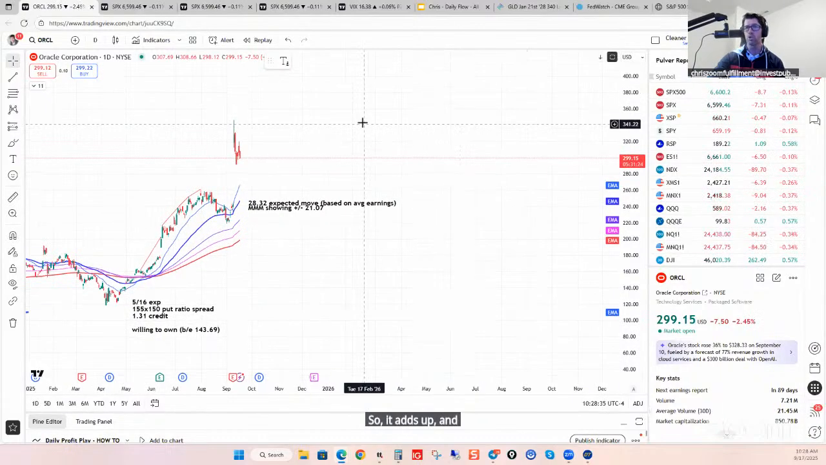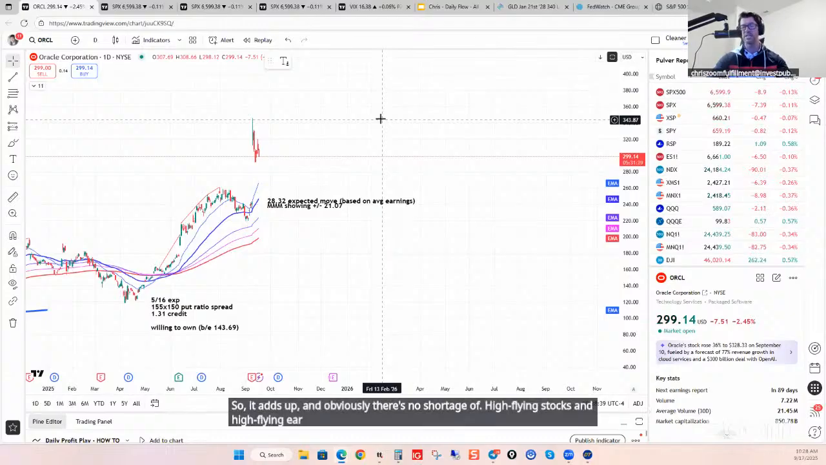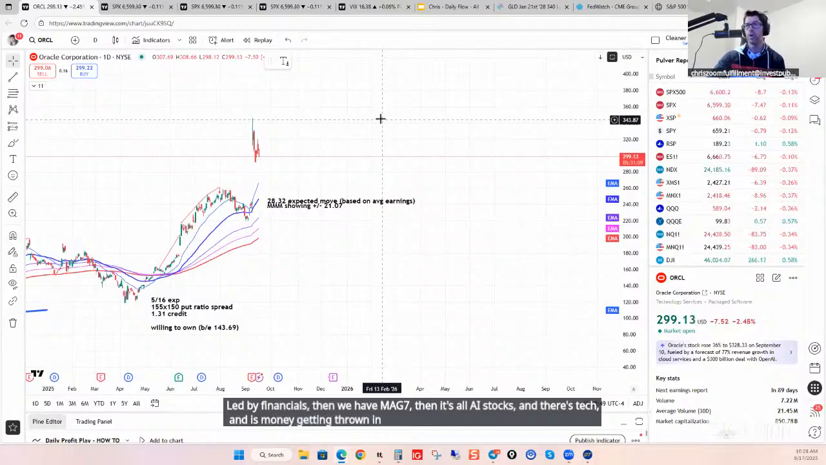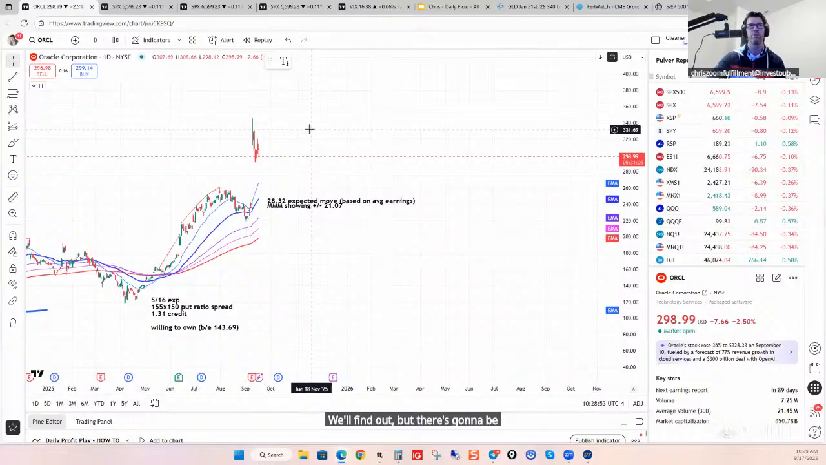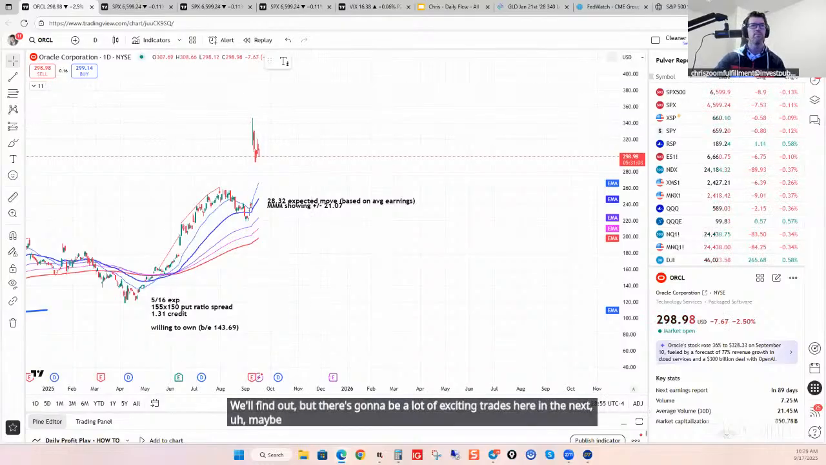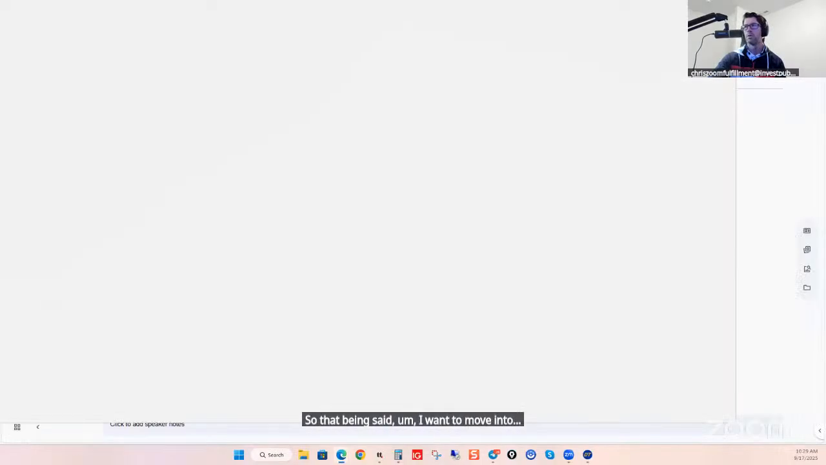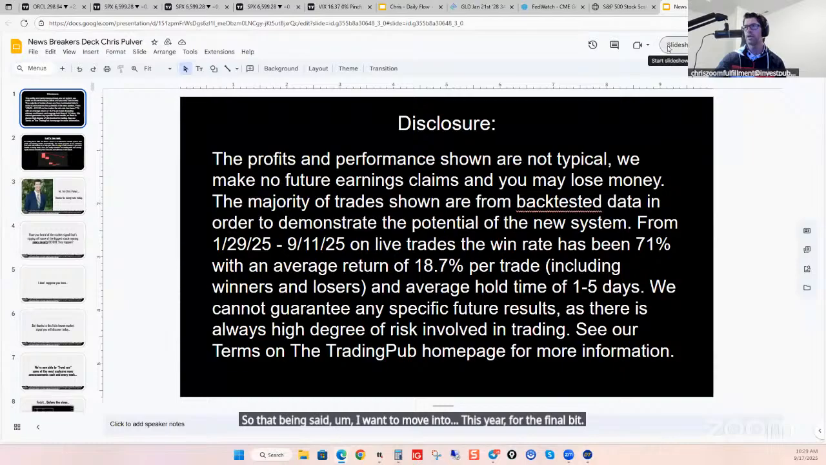And obviously, there's no shortage of high flying stocks and high flying earnings every single season. So when we come into the next 2, 3, 4 weeks, it's led by financials, then we have Mag 7, then it's all AI stocks, and there's tech, and is money getting thrown in? Do we have a broader market that's going up or down? We'll find out, but there's going to be a lot of exciting trades here in the next maybe 3, 4 weeks. So that being said, I want to move into this for the final bit, and then we'll come back and trade together again at 2 p.m.